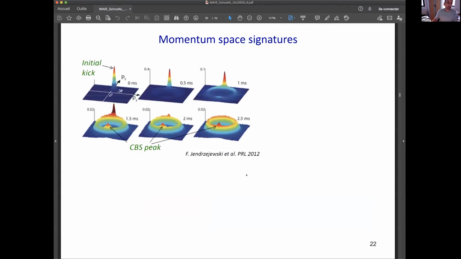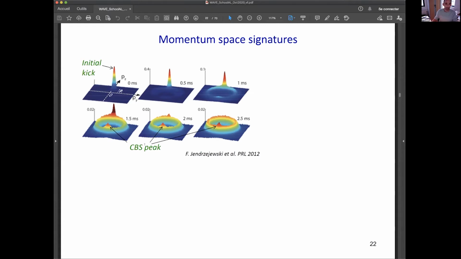So I can show it to you in this image, which is roughly the same. Here you have the initial peak, and when you wait, you see that this peak is decreasing, and then you create the ring, and in the backward direction you have this beautiful peak. You can really observe the formation of the coherent backscattering peak. So we were really happy with this.